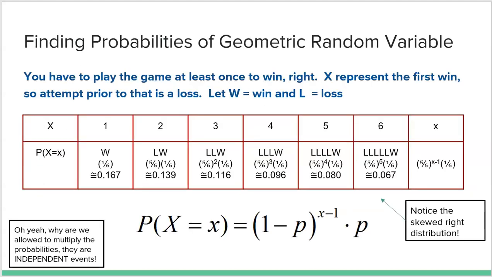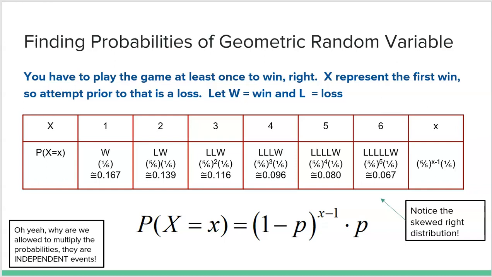So now let's try to fill in the probabilities here. Let's talk about finding probabilities of a geometric random variable, because all random variables have outcomes and attached to those outcomes are probabilities. So once again, let's face this same situation where we're trying to get X to represent the first win.